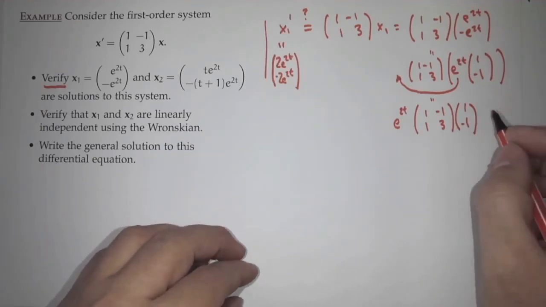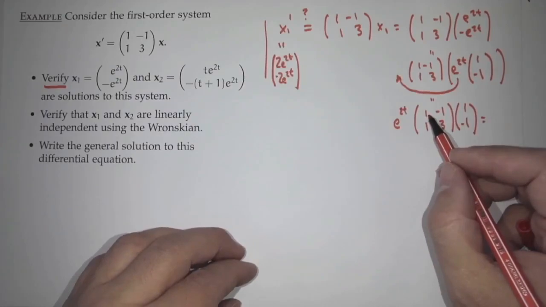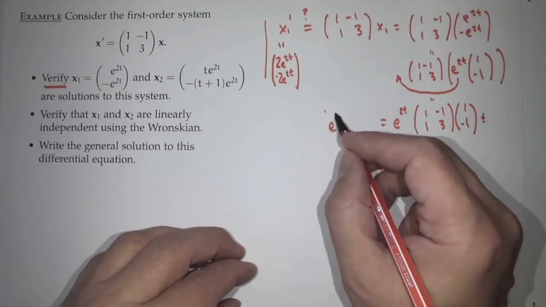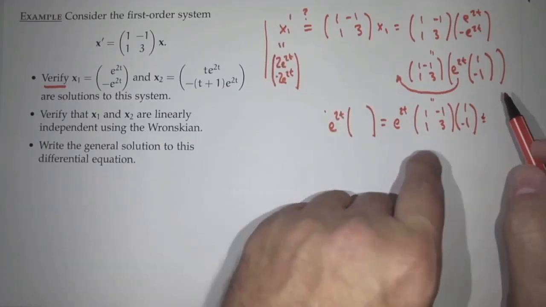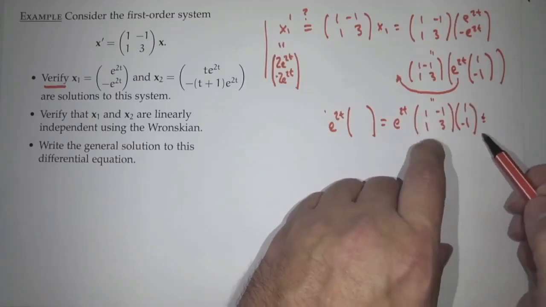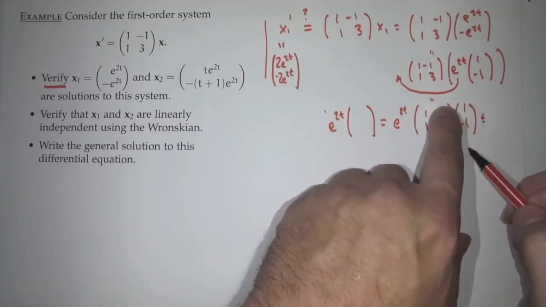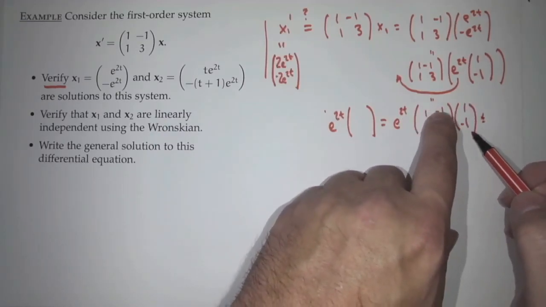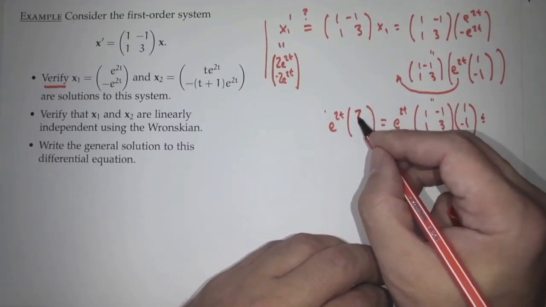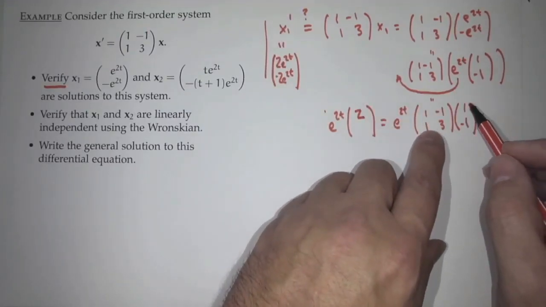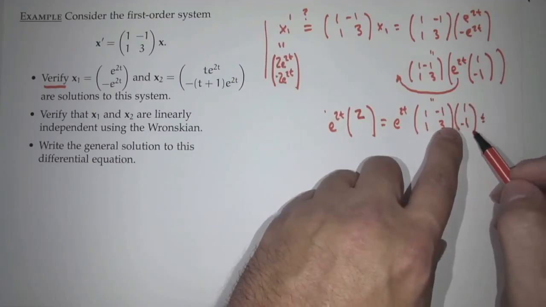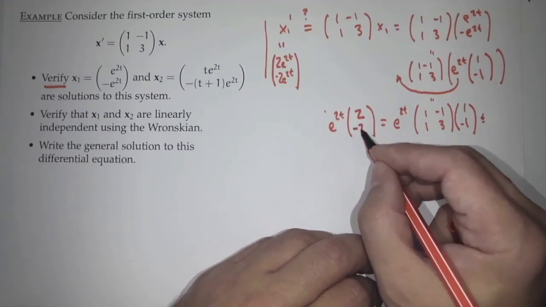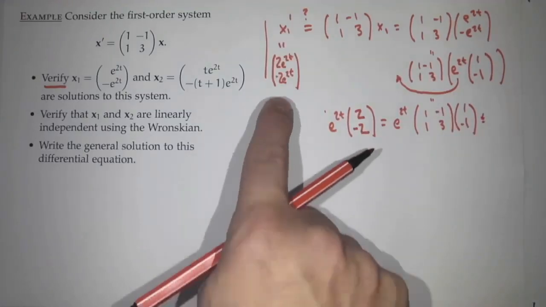Okay, so let's see what we get. Actually, we'll go this way. So we have e to the 2t times some vector. Well, what will be in the first entry? So we're going to go along the first row and down that column. So we're going to get 1 plus 1 is 2. Other entry, 1 minus 3. So 1 minus 3 is minus 2.